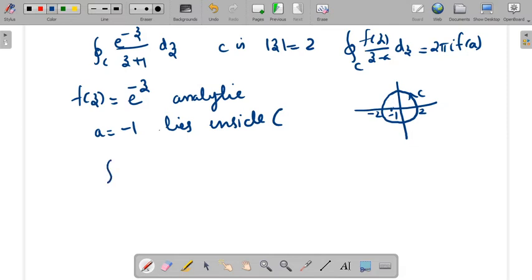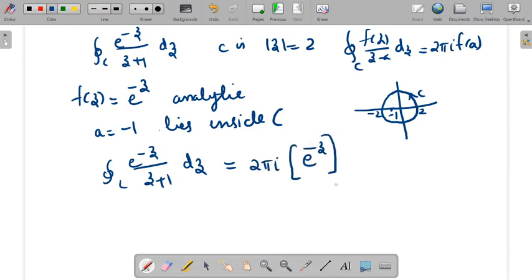So you can write the integral over C of e raised to minus z divided by z plus 1 dz equal to 2 pi i into e raised to minus z evaluated at z equal to a. That is z equal to minus 1. The value of a is minus 1. So we get this equal to 2 pi i into e raised to minus of minus 1, which is equal to 2 pi i.